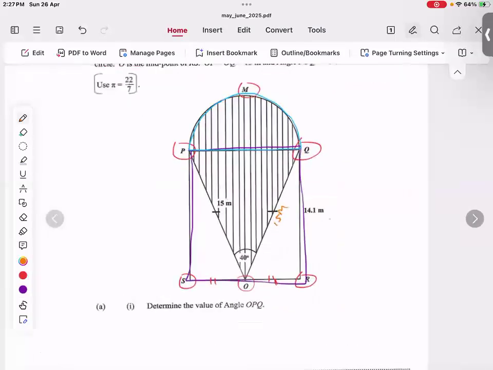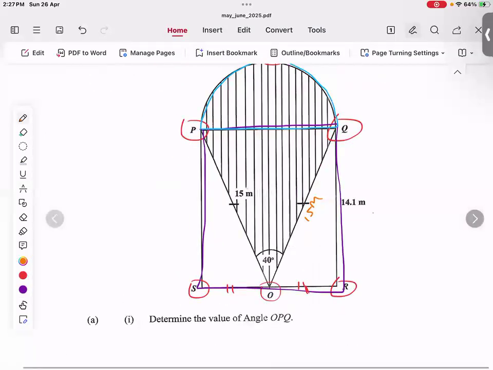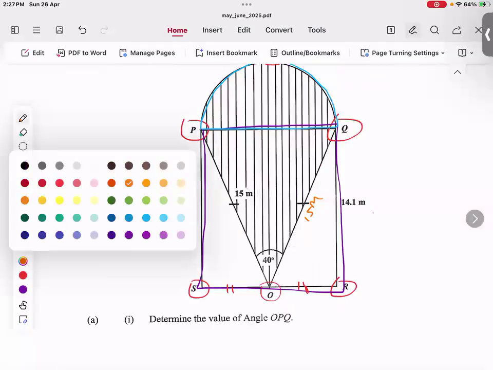And remember, the purple shape is a rectangle. So what's the size of the angle in the corner of a rectangle? What angle is in the corner of the rectangle?